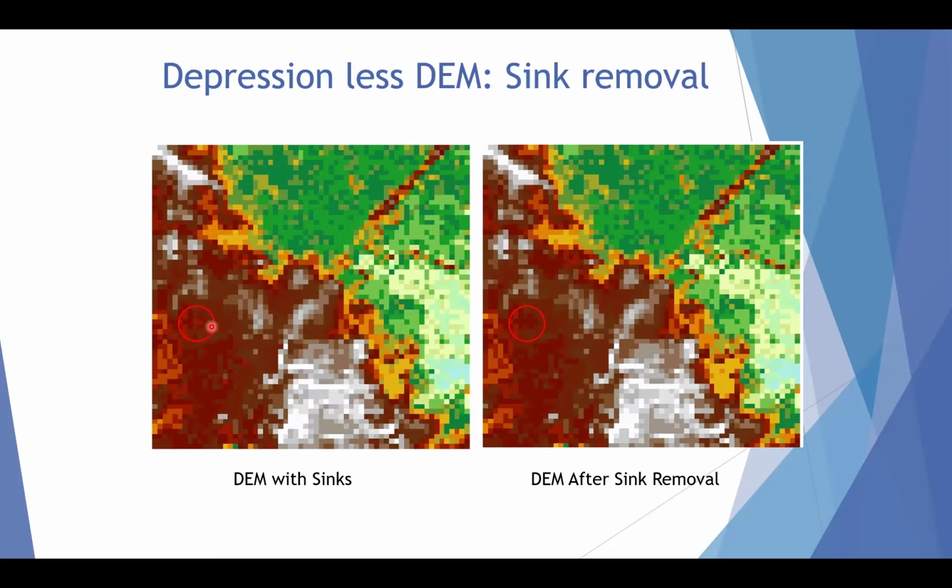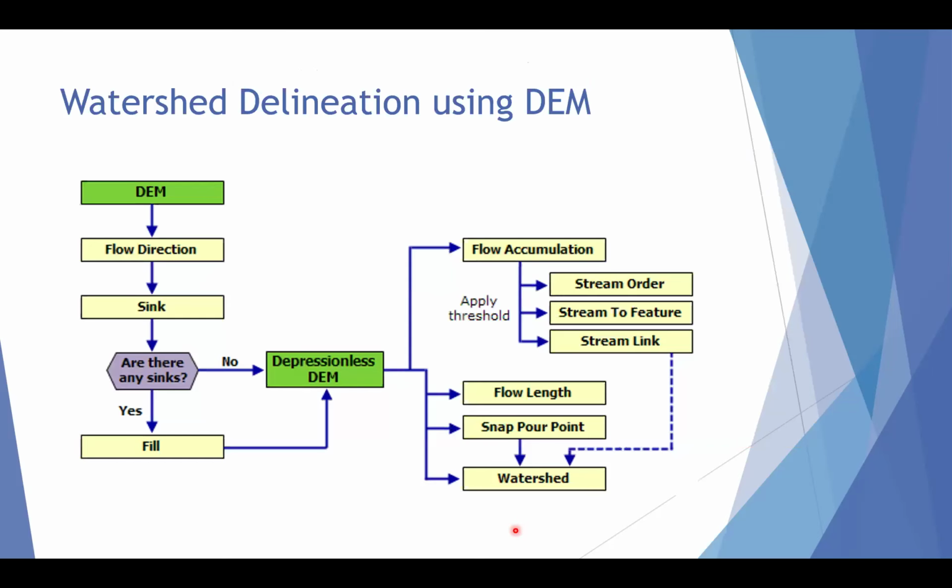Okay, so in order to have a proper flow path, what I have to do is remove this sink. So on the right side, you can see that the sink is removed. What I will do is fill this sink with the same elevation as that of the surrounding pixels' elevation, so that sink can be removed. So this is the first stage that I'm going to do in my analysis. Okay, so I'll be ending up with a depressionless DEM. Using this depressionless DEM, I will then do a process to get flow directions.